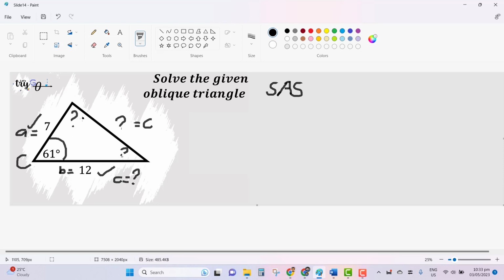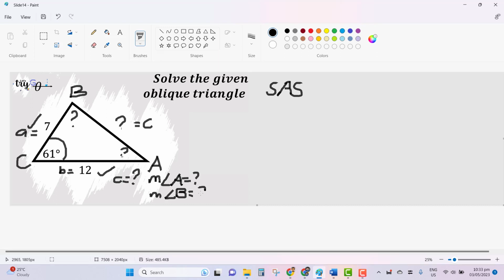Aside from that, we are to solve for the measurement of these two angles. This is directly opposite your side B, so this is your angle B, and the angle directly opposite your side A is your angle A. So we are again asked to solve the measurement of angle A and the measurement of angle B as well.